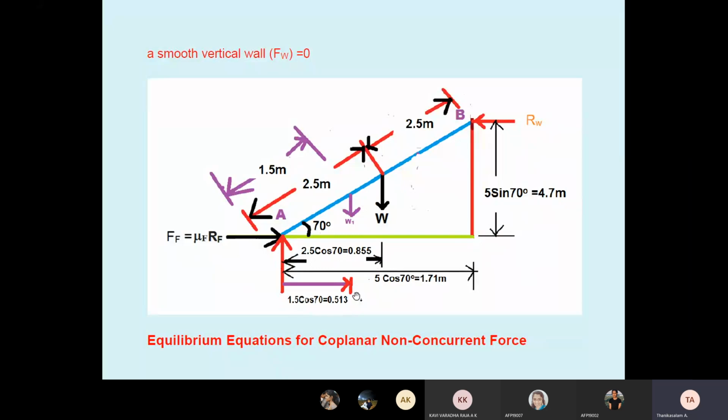Why are we calculating all the distances? Because we are taking moments, no? That's why before solving the problem, we calculate all the distances. Okay. Here FW is 0, that's why I removed FW. Now apply the equilibrium equations.